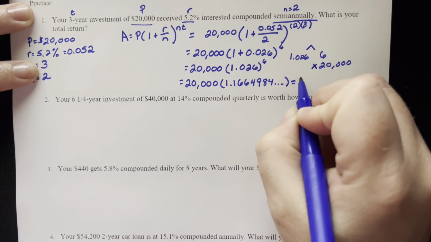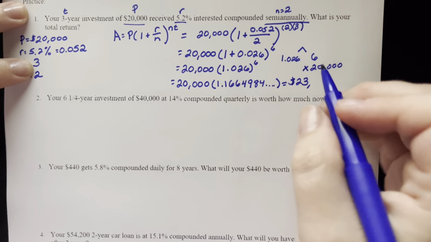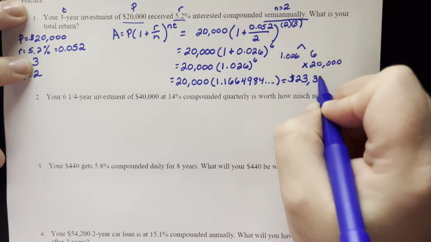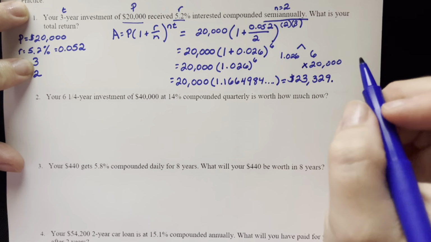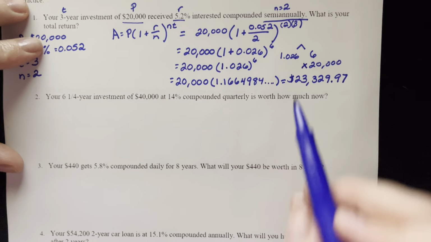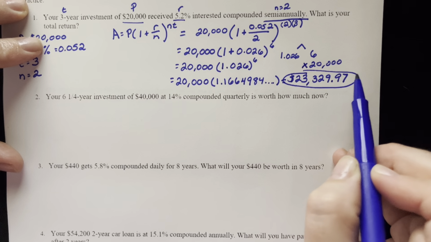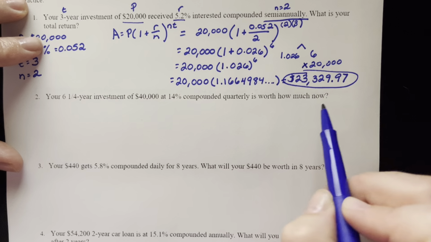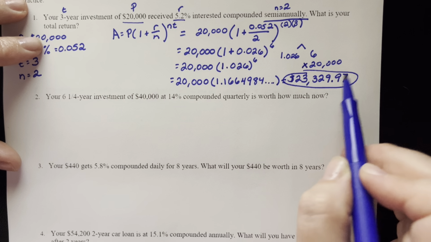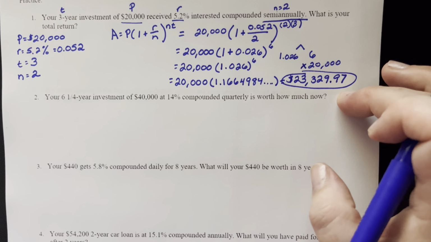So that equals $23,329.97. That is rounded. It was 9689. But just like we talked about, we needed to round to the pennies. So that is the most precise answer.